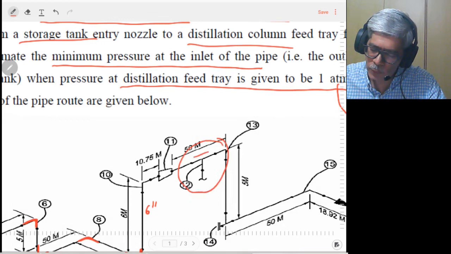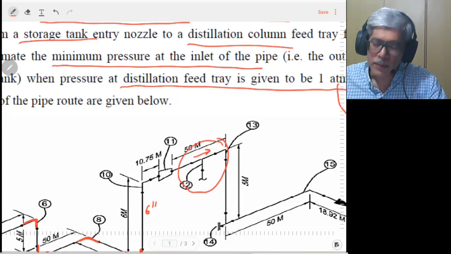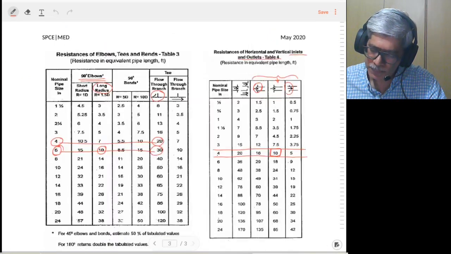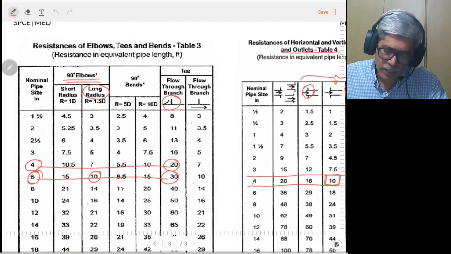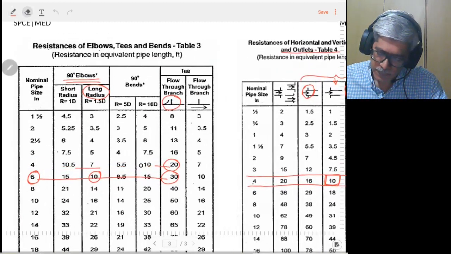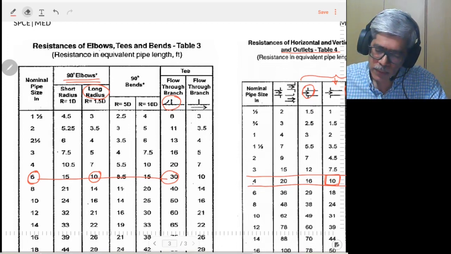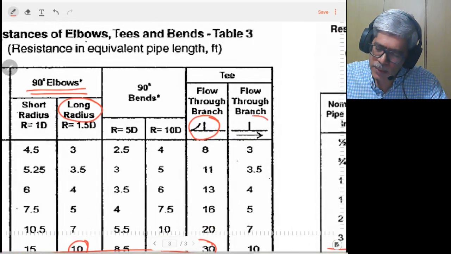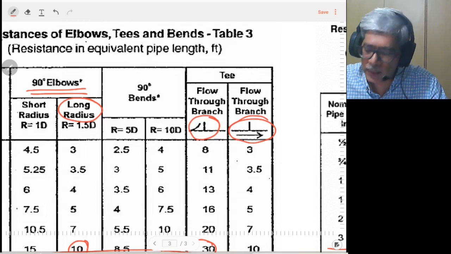In this T joint, the flow is across the run, so there is no flow across the branch. So we are considering the flow through the main line, and it is of 4-inch size. So we'll go to the table corresponding to the T joint. Here we have the table corresponding to the T joint. So we have the T joint, not the branch flow, but flow through the main line.